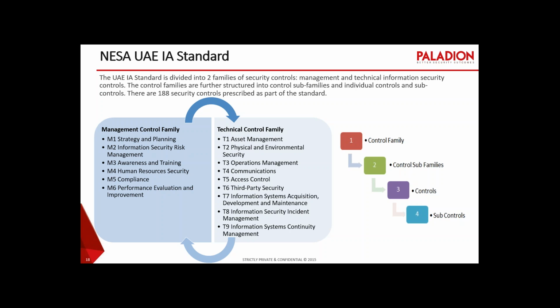On the technical control family, the 9 control families are asset management, physical and environmental security, operations management, communications, access control security, third-party security, secure development process, cybersecurity incident management, and then information systems continuity management. The standard is further structured into control subfamilies. So each of these 15 families of controls that you can see here has been further divided into multiple subfamilies.